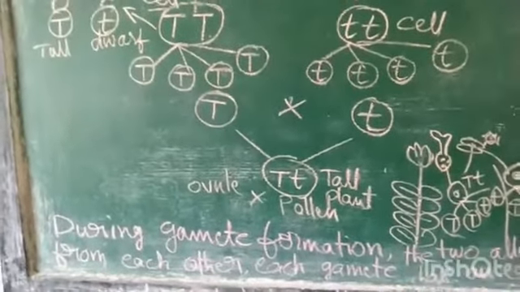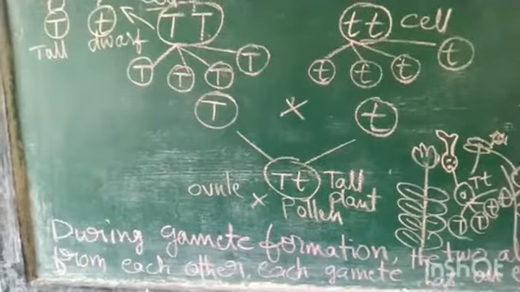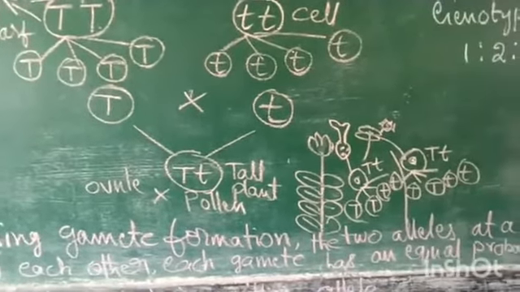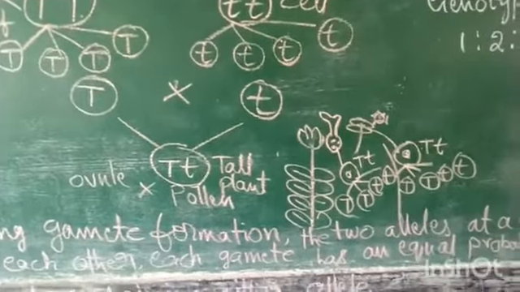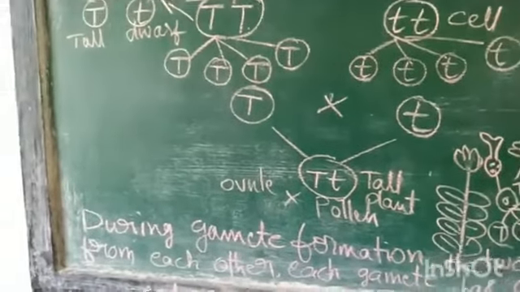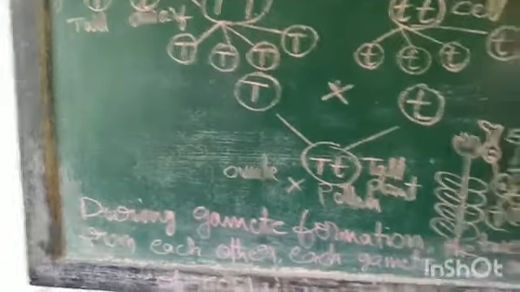The law of segregation states that during gamete formation, the two alleles at a gene locus segregate from each other. Each gamete has an equal probability of containing either allele.